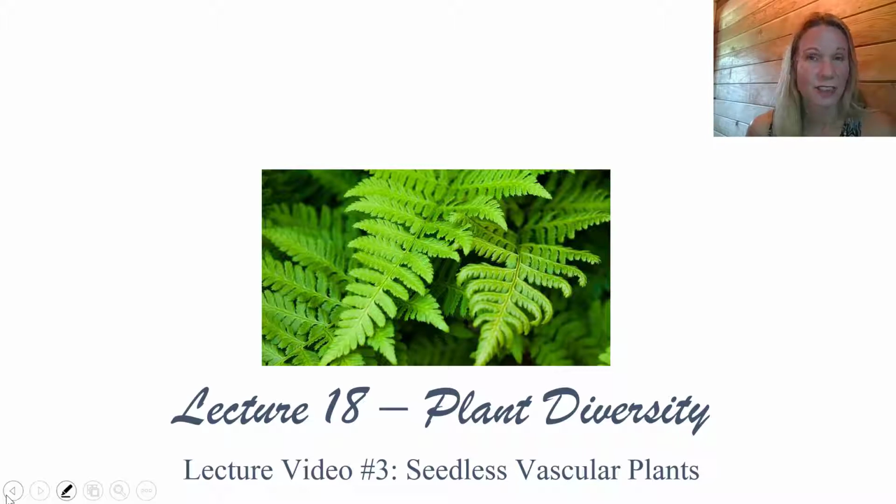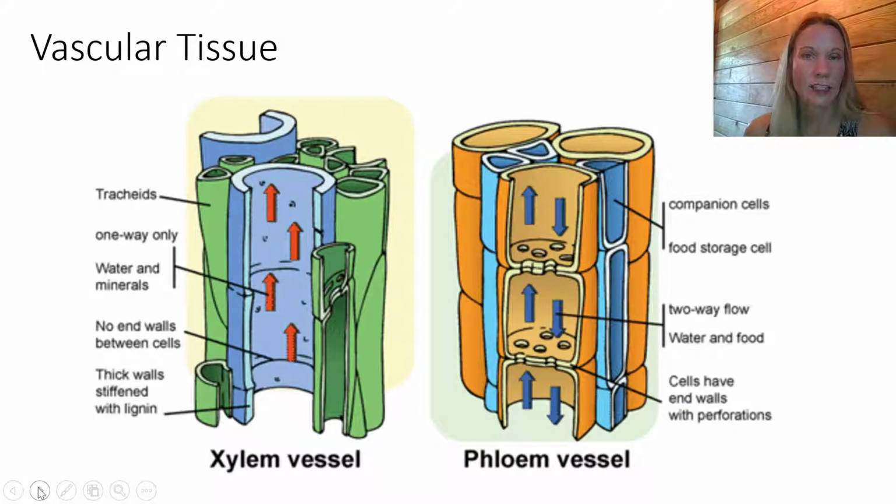But what has evolved? Well, the unique structure that is the hallmark of these seedless vascular plants, and all plant groups moving forward in the evolutionary timeline will have this trait. The hallmark is vascular tissue. So now I want to give you a little more information about what vascular tissue is. Well, vascular tissue comes in 2 types. There are xylem vessels and there are phloem vessels.